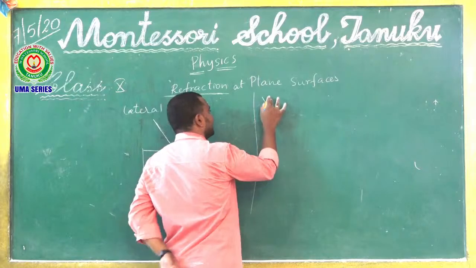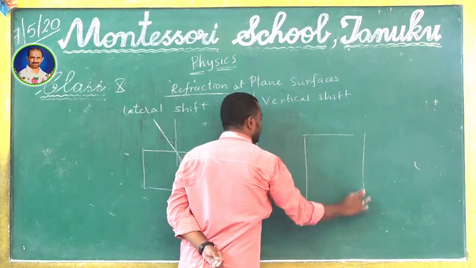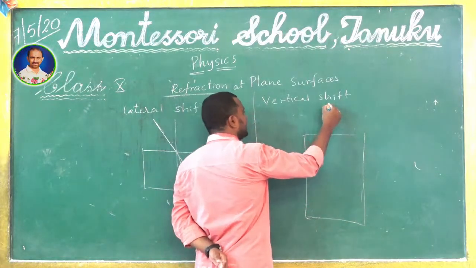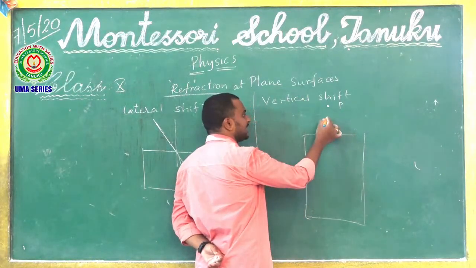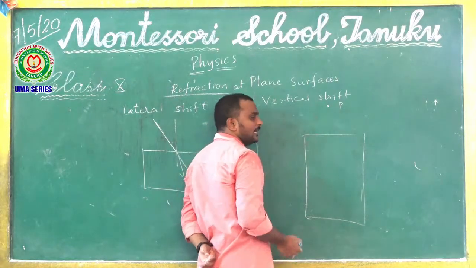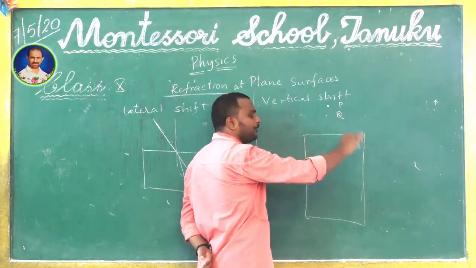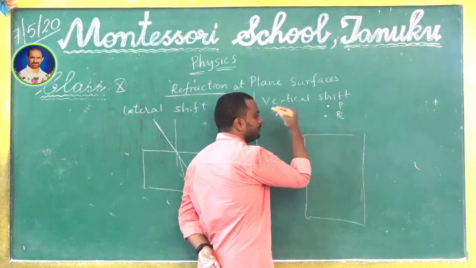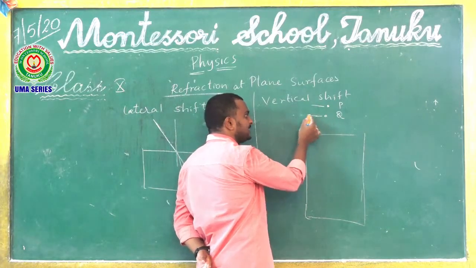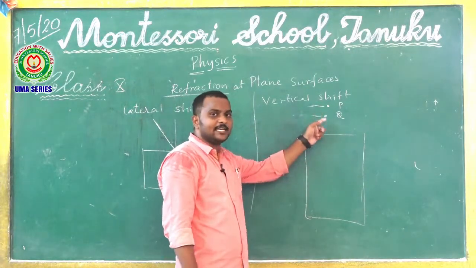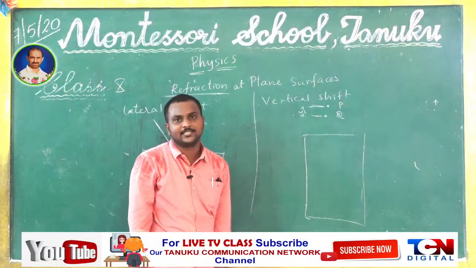And coming to the vertical shift. Take a glass slab and place a pin at the point P. By looking into the glass slab, try to place another pin at the same point P. When you look here, the positions of P and Q will not be at the same position. This is the exact position of the pin and this is the apparent position of the pin. The distance between the exact position and the apparent position is called the vertical shift.